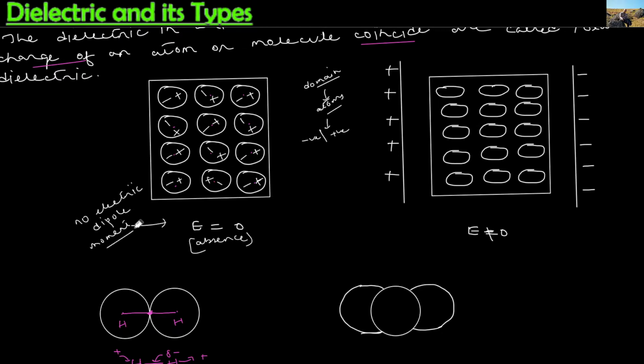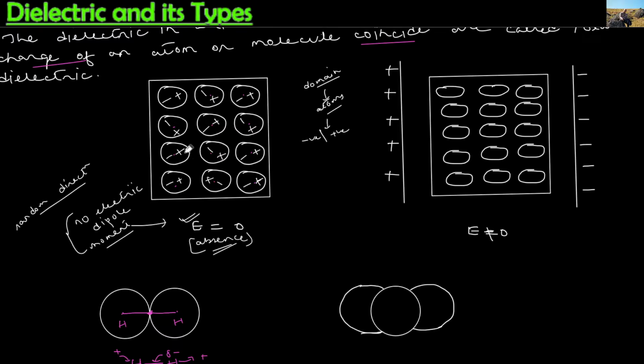And if there is no electric dipole moment, what happens? This is because all these atoms are in random directions. So if these individual atoms are in random directions, there will be no electric dipole moment under the condition that the electric field is 0, or in the absence of an electric field.